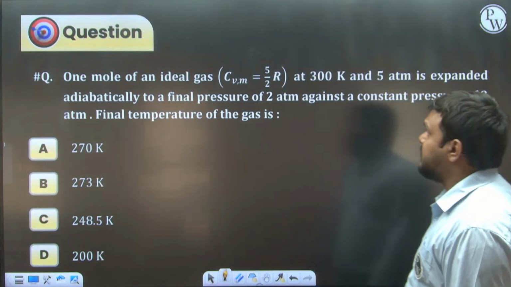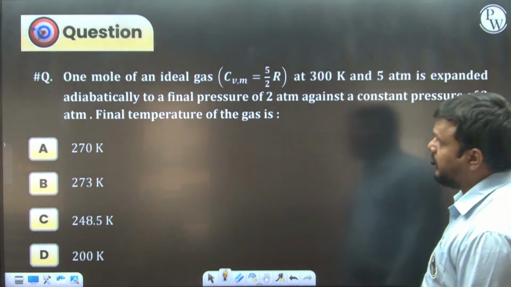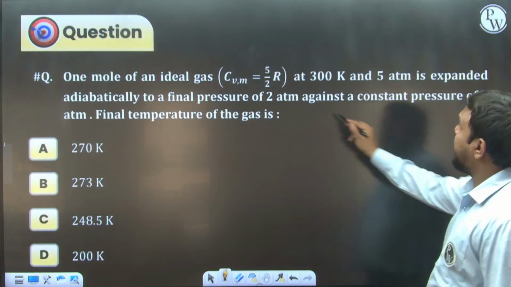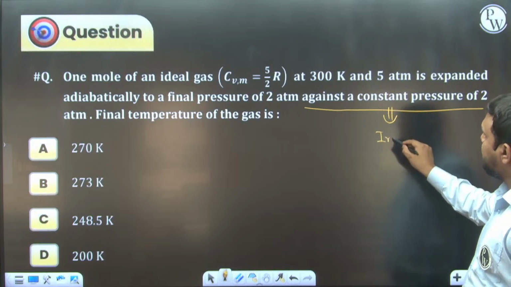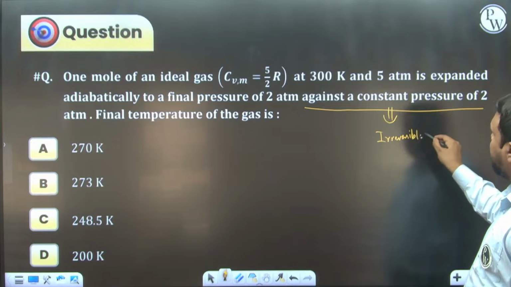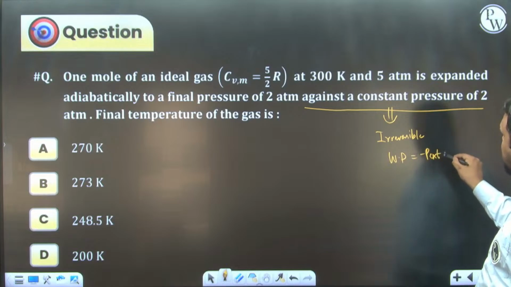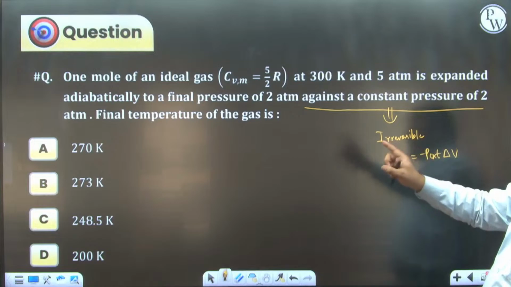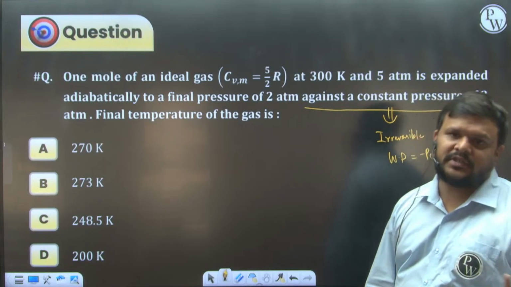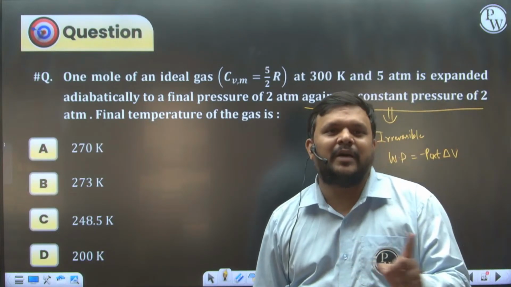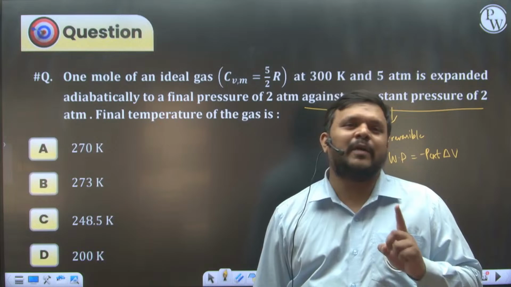See, also this type of question they are asking. 1 mole of an ideal gas, CV 5 by 2 R, at 300 Kelvin and 5 atm is expanded adiabatically to a final pressure of 2 atm against constant external pressure. By looking at this, we already got to know this is an irreversible process. And you know, in an irreversible process, the work done is always equal to minus P external delta V. The important point over here is that this is an irreversible adiabatic process, so you cannot apply PV power gamma is equal to constant over here, or TV power gamma minus 1.